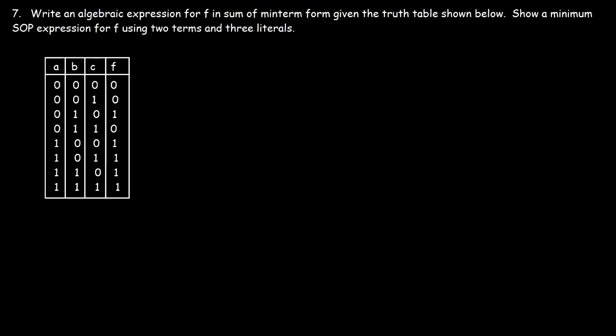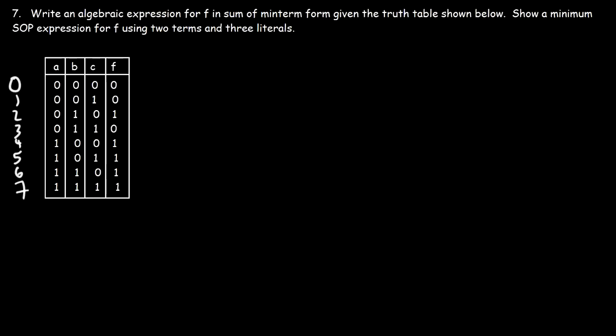Number 7, write an algebraic expression for f in sum of minterm form given the truth table shown below. Show a minimum SOP expression for f using 2 terms and 3 literals. So basically, what we need to do is convert the truth table into a function. The first thing I recommend doing is writing the decimal value of the binary numbers for the inputs A, B, and C. So let's write those numbers on the left side. Here we have 0, 1, 2, 3, 4, 5, 6, and 7.